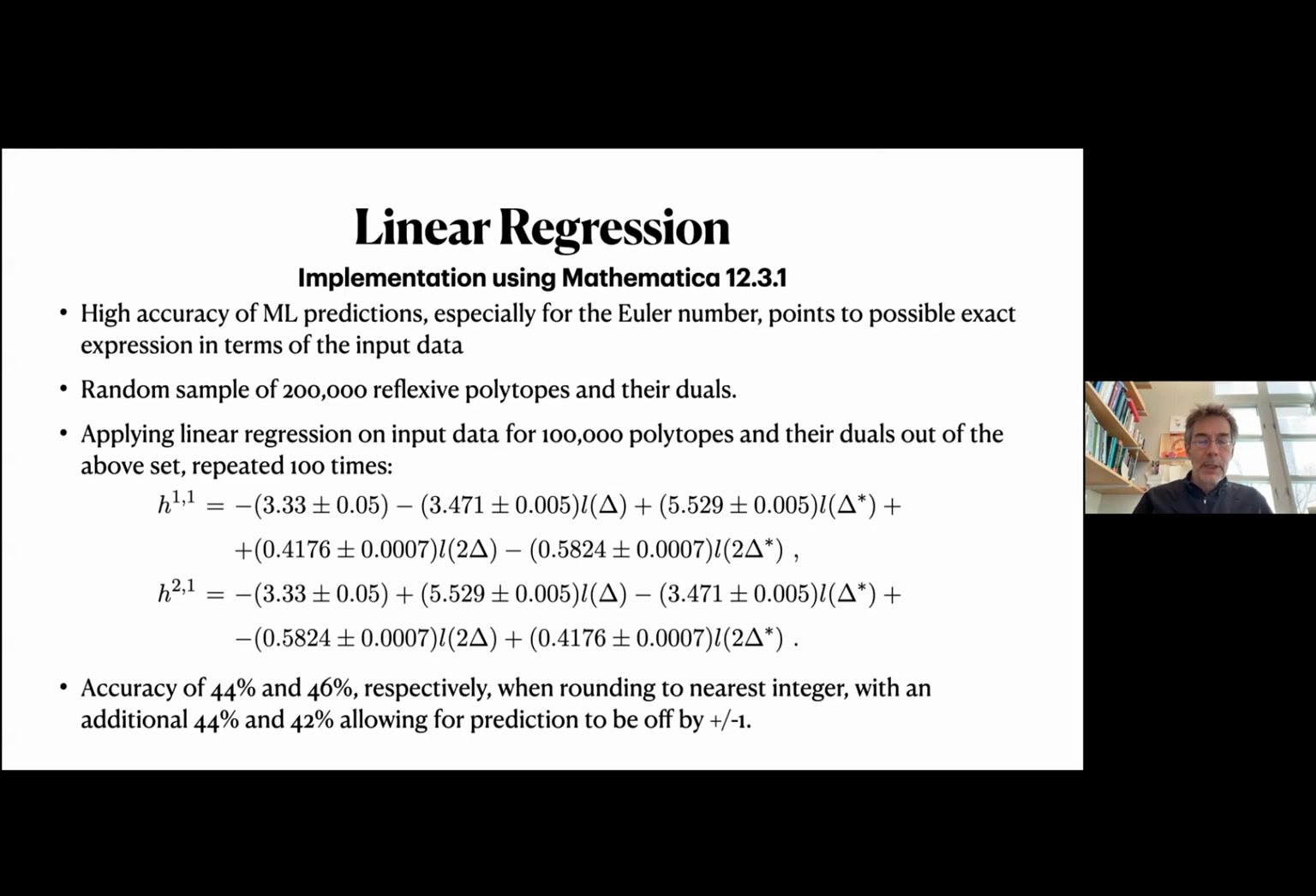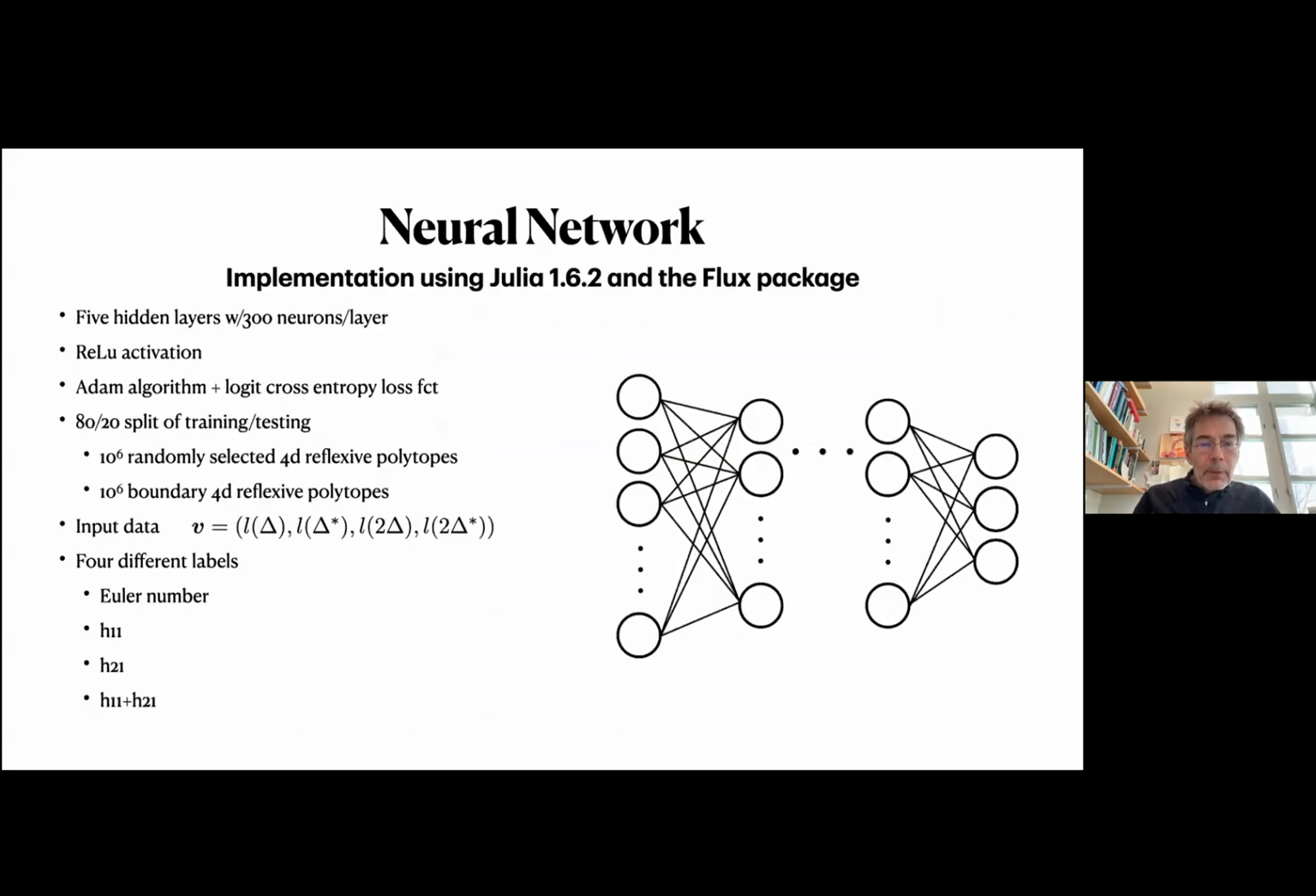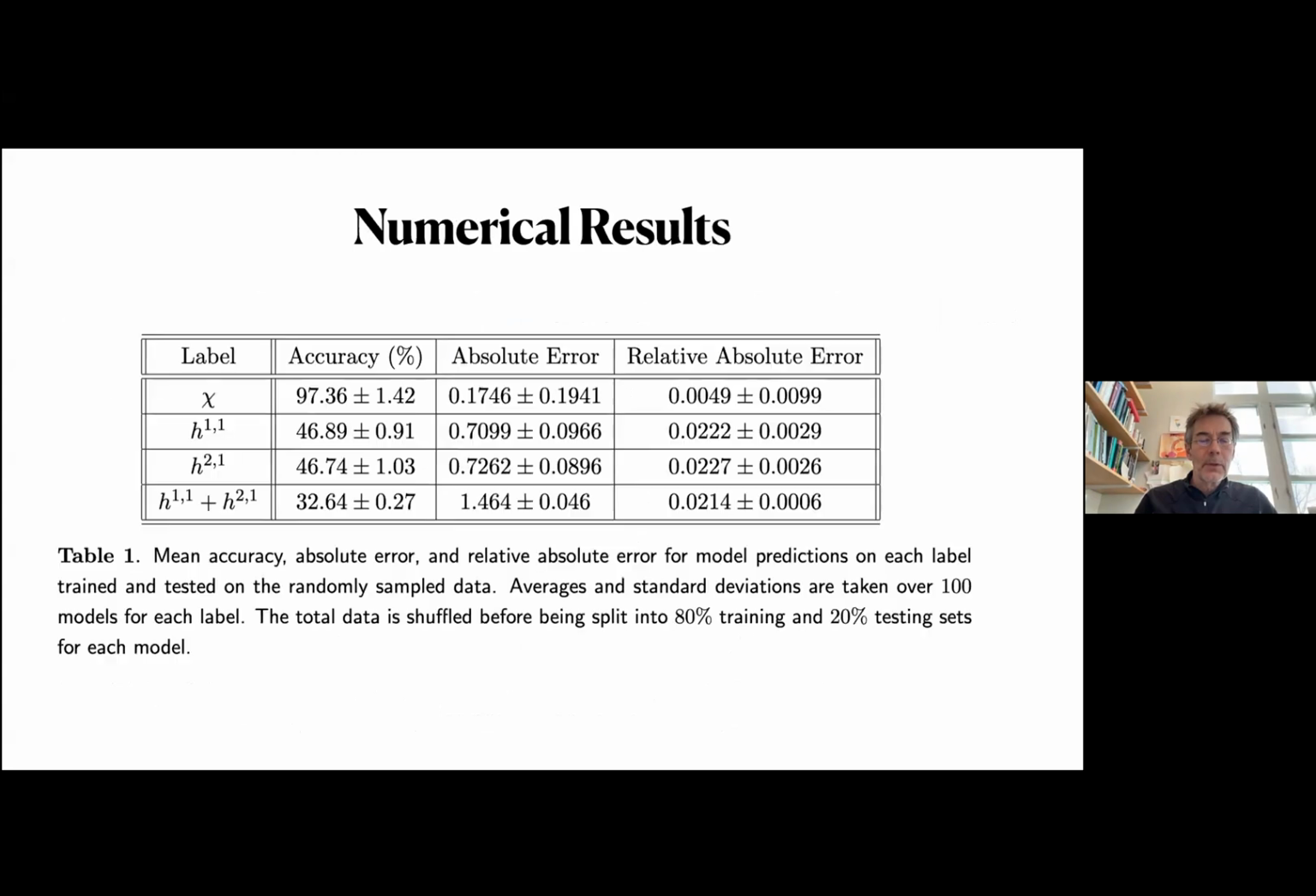Now an experiment was done similarly to what was done before. We selected out of that set of 200,000 polytopes, 100,000 polytopes and their duals, and then repeated this linear regression 100 times. The data here is the data that I provided earlier: the number of points of the polytope, the number of points of the dual polytope, and similarly for the twice scaled up polytope and its dual.